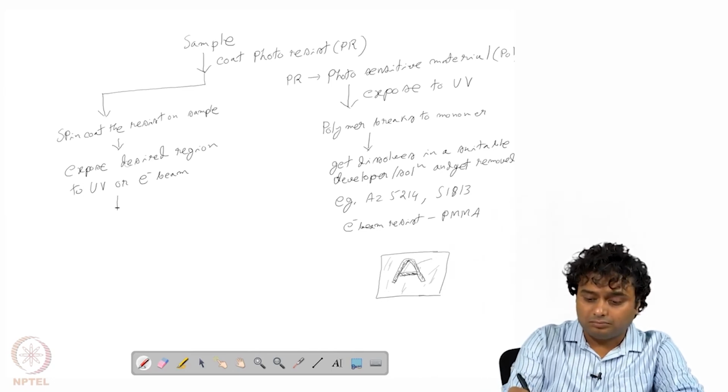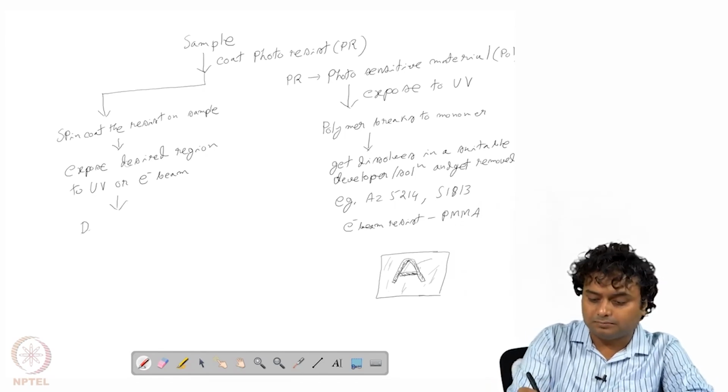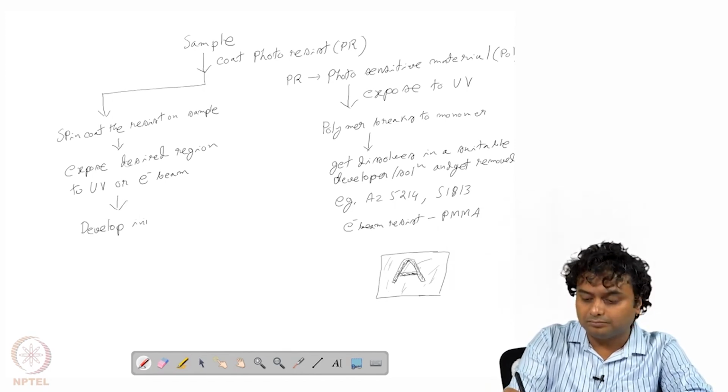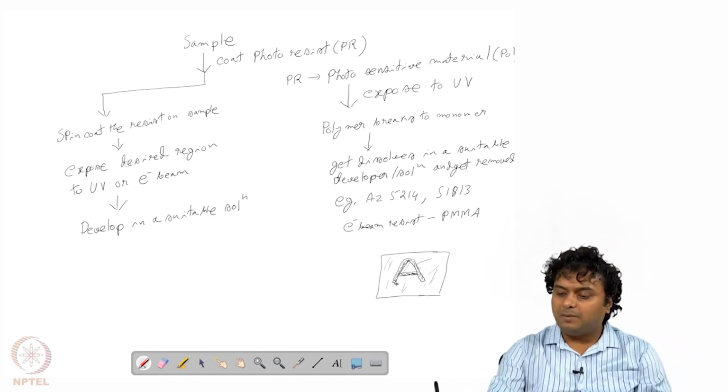Then what we will do, we will develop it in a suitable solution. So if it is, let us say, PMMA, then we will use MIBK, which is a developer for PMMA, and then what will happen, from this A region, all the PMMA which has been exposed to E-beam and has become monomer, that will get dissolved and get removed.